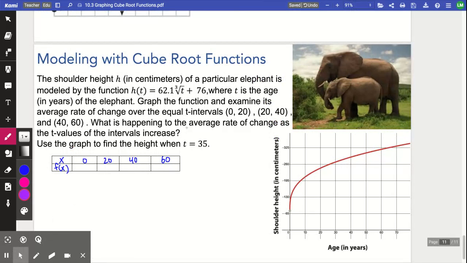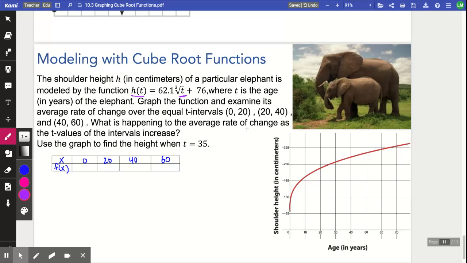All right, here we are modeling with cube root functions. We have some beautiful elephants there, and the shoulder height here for a particular elephant is modeled by the function h of t equals 62.1 times the cube root of t plus 76. So the height is given as a function of the age of the elephant. Here's our graph down here. It's asking us a couple things.